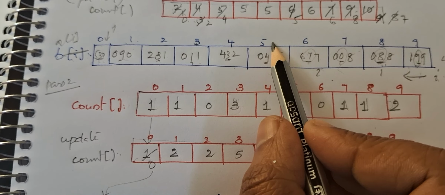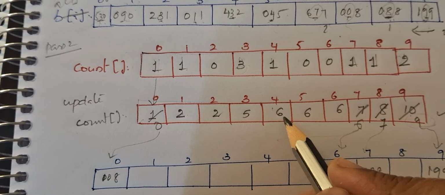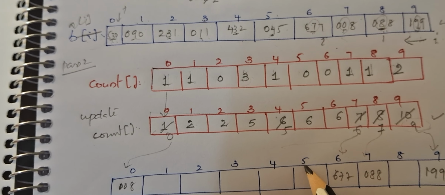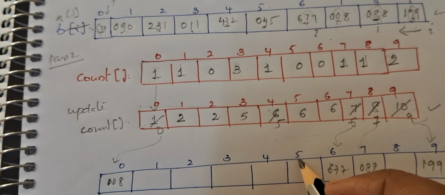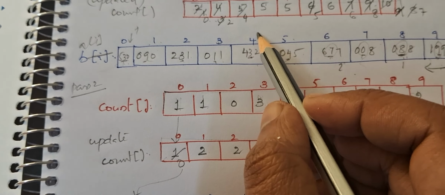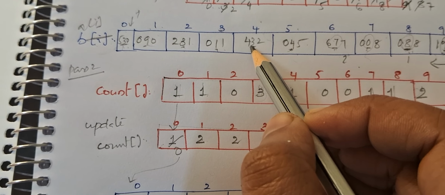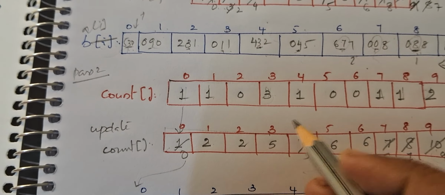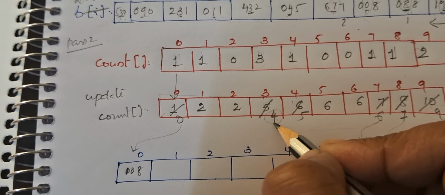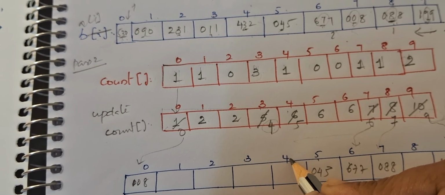Then again I value is decrementing. I is equal to 5, element is 4. Go to index 4 of the count array, decrement the value by 1. Go to the corresponding index, that is 5, and store the value. What is the value here? 45. Then again I is equal to I minus 1, that is 5 minus 1, which is equal to 4. Element is 3. Go to index 3 of the count array, decrement the value by 1. Then take this as the index of the final array, that is go to index 4 of array B, then store the value, that is 432.